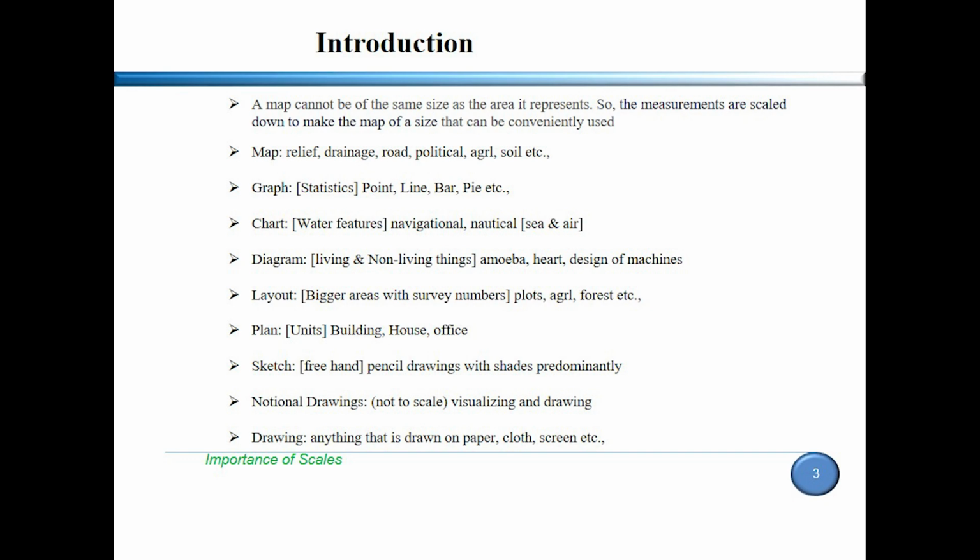Simultaneously, when we come to the smaller units of diagrams, that is a plan of a house, plan of a building, plan of a smaller area, plan of an office. So, these are all plans. These are not maps, these are smaller in size, but it is very much clear that it is not to scale.